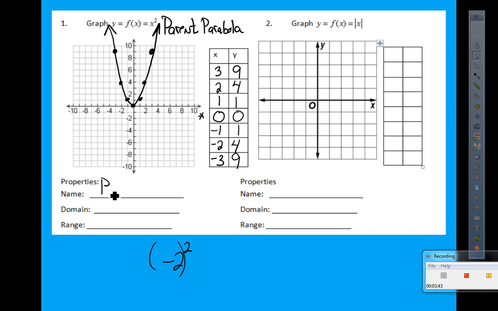So the name of this is a parabola. The domain of this, you're going to like this, the domain of every parabola is negative infinity to infinity. So that part's pretty nice. Now the range of this thing says, what y values are being used? Well, the littlest y value that I'm using is 0. And then they're going up from there. So my range is going to be from 0 to infinity. Notice the infinity gets the parenthesis, the 0 gets the bracket.